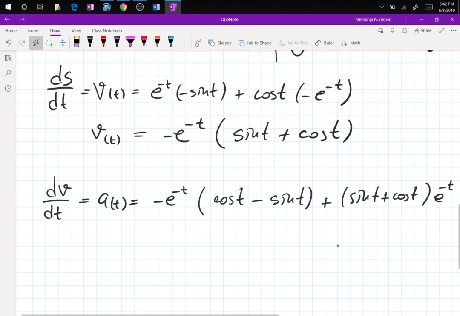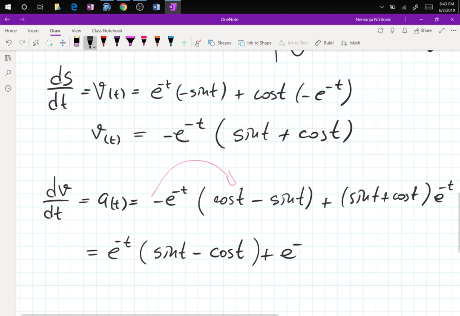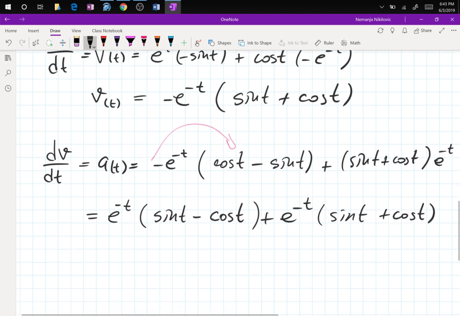So now I distribute the negative in this parenthesis, which will swap the order. I have e to the t of sine t minus cosine t, and then plus e to the negative t of sine t plus cosine t.